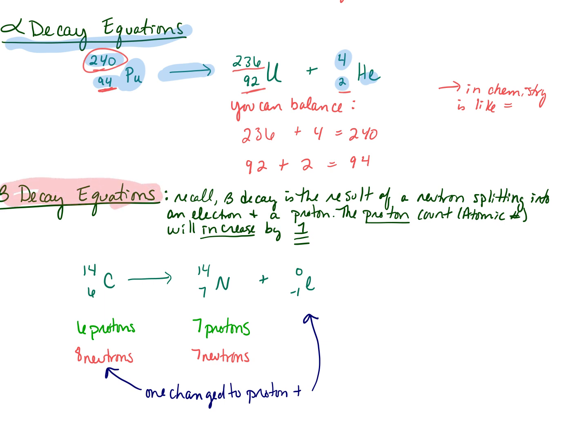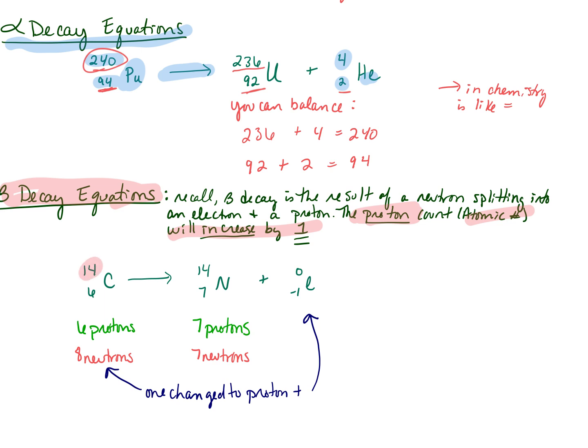Remember, beta decay is the result of a neutron splitting into an electron and a proton. The proton is going to count, so the atomic number will increase by 1. So here's how you would see that again. Let's say we start with carbon-14, which is used in a lot of dating for things that used to be alive. We have a certain amount of carbon-14 in us.